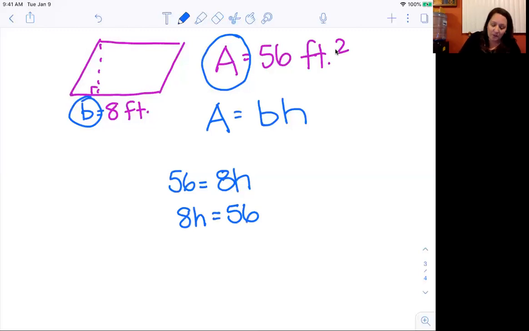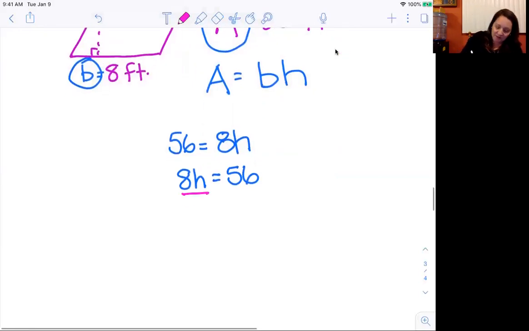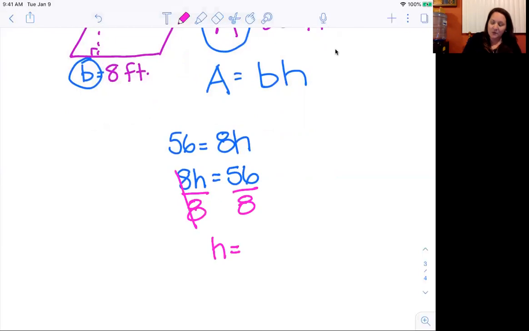Now, just like we've been doing, if I have 8h equals 56, and I have 8 next to an h, which means I'm going to multiply. So the opposite of multiplying is dividing to isolate h. So I'm going to divide both sides of the equation by 8, which I get h equals what? What times 8 is 56? Or 56 divided by 8 is 7. So my height is 7 feet.